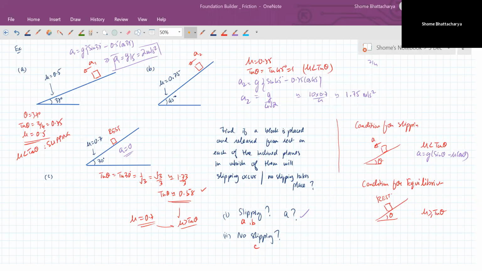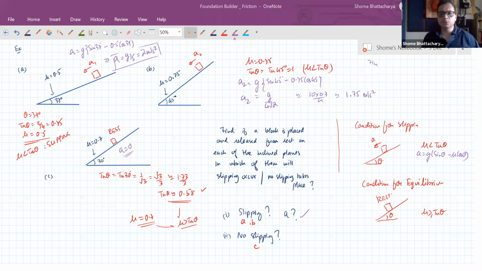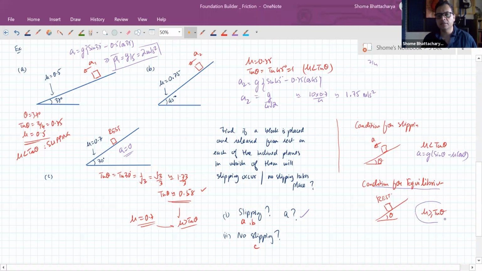Okay, people. So hope this question is clear to all of you. Okay, so this is an important concept to remember, that the condition for slipping is that mu is less than tan theta. Okay. The condition for equilibrium is that mu should be greater than or equal to tan theta. Whereas if the block is slipping, that means mu should be definitely less than tan theta.